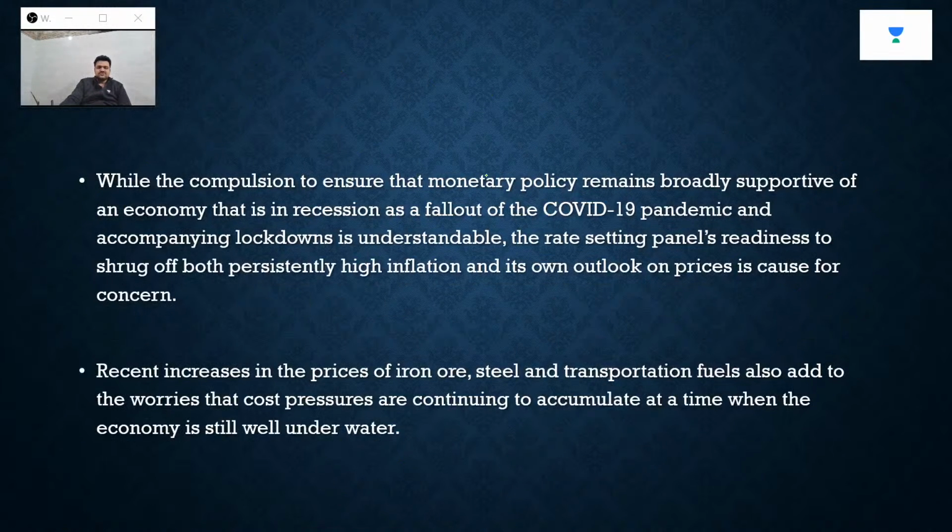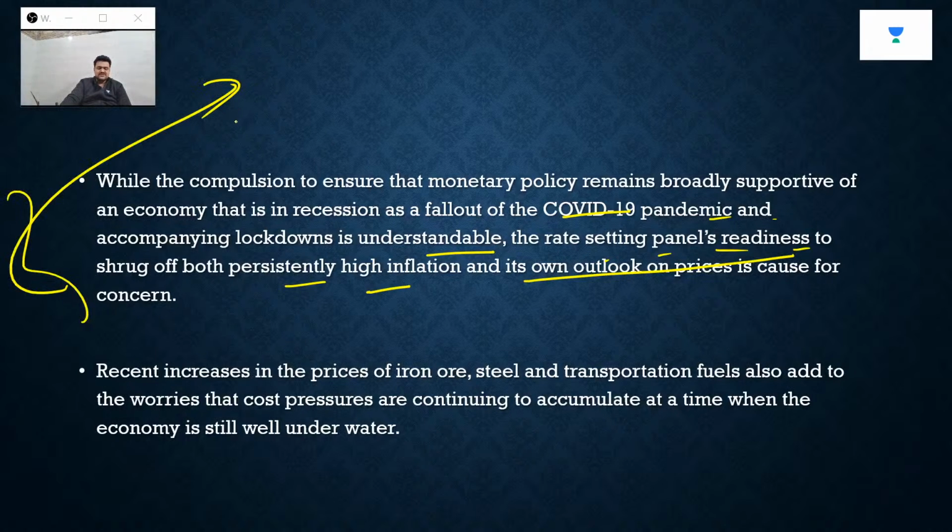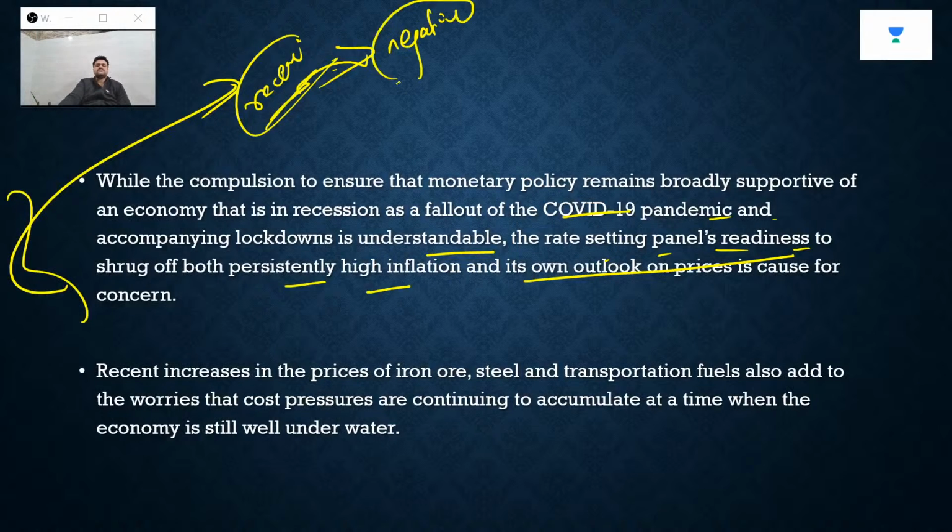While the compulsion to ensure that monetary policy remains broadly supportive of an economy that is in recession as a fallout of the COVID-19 pandemic and accompanying lockdown is understandable, the rate setting panel's readiness to shrug off both persistently high inflation and its own outlook on prices is cause for concern. Actually, the editorial is saying that the economy is already in turmoil. The Indian economy has already entered into recession if you go by the technical definition: if there is a negative growth rate for two successive quarters, an economy is said to be in recession.